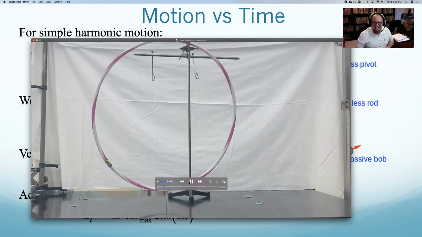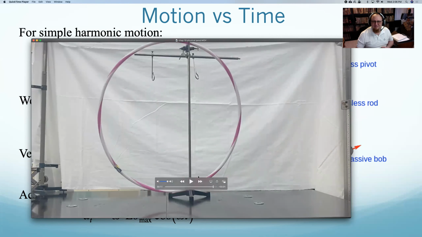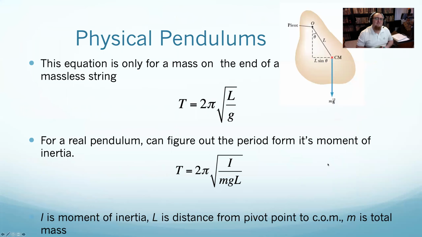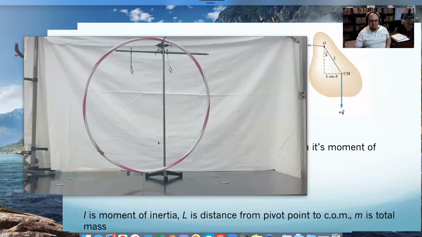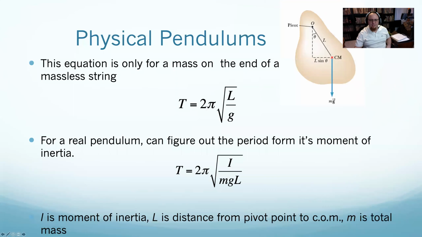But I can't just say L over g here. That is what is called a physical pendulum. A physical pendulum is a real world pendulum, something where you deal with the mass of the string, or it has some funky shape like this guy. For an ideal pendulum, T equals 2 pi square root of L over g. For a real pendulum, instead we'll use the moment of inertia.